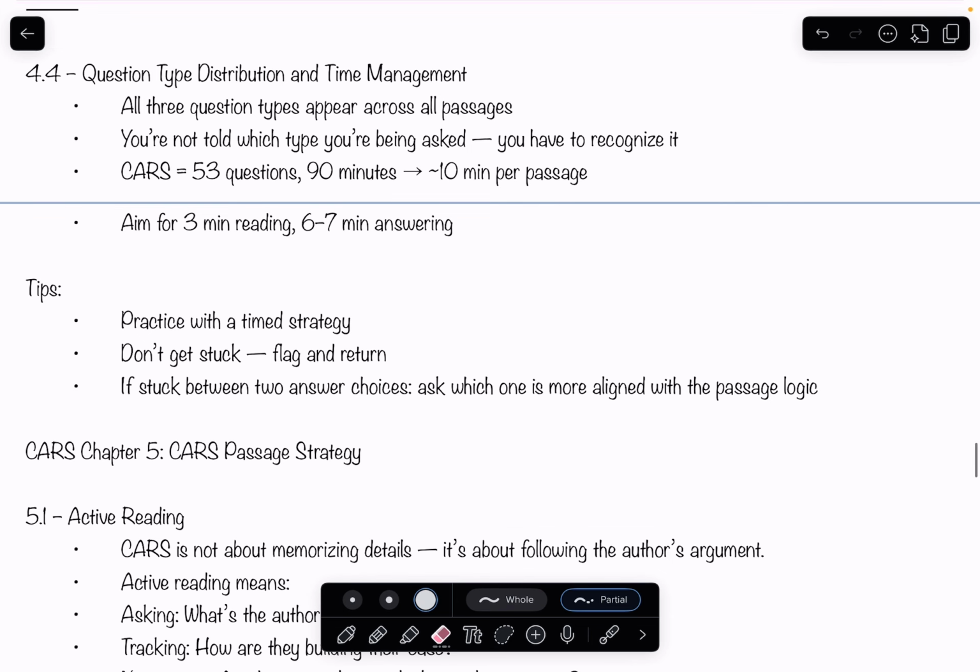If you're stuck between two answer choices, which happens a lot, usually AAMC will give you two things that make no sense and two things that make a lot of sense. One is always going to align more with the passage than the other. Try to pick the one that is aligned with the passage. We don't care about what you think. We only care about what the passage thinks.